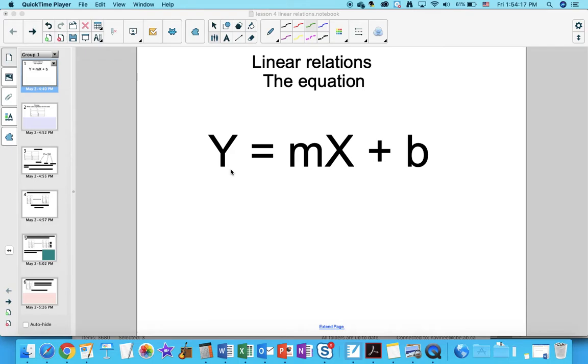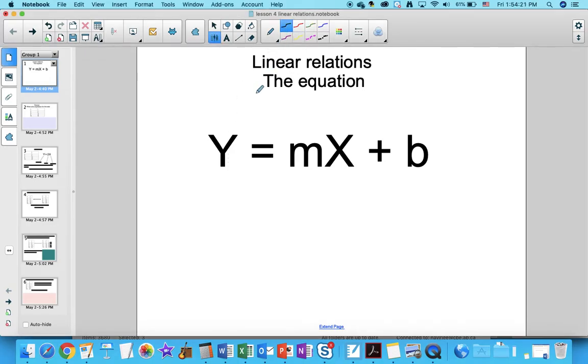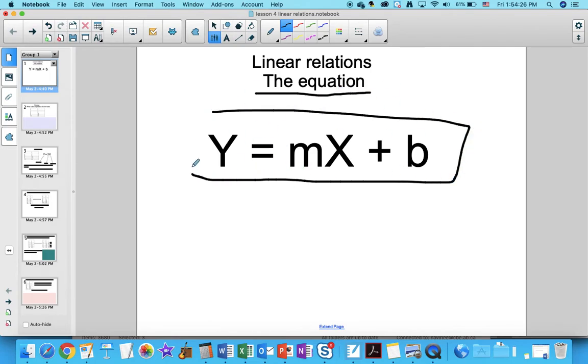In this lesson, we'll be talking about a very important equation called the linear equation, right? It's called the linear equation, and this is what it looks like. Now, the sooner you know this equation, the better, because this equation will show up next year and all the way through high school. And so knowing this equation now is really good for your future in math.